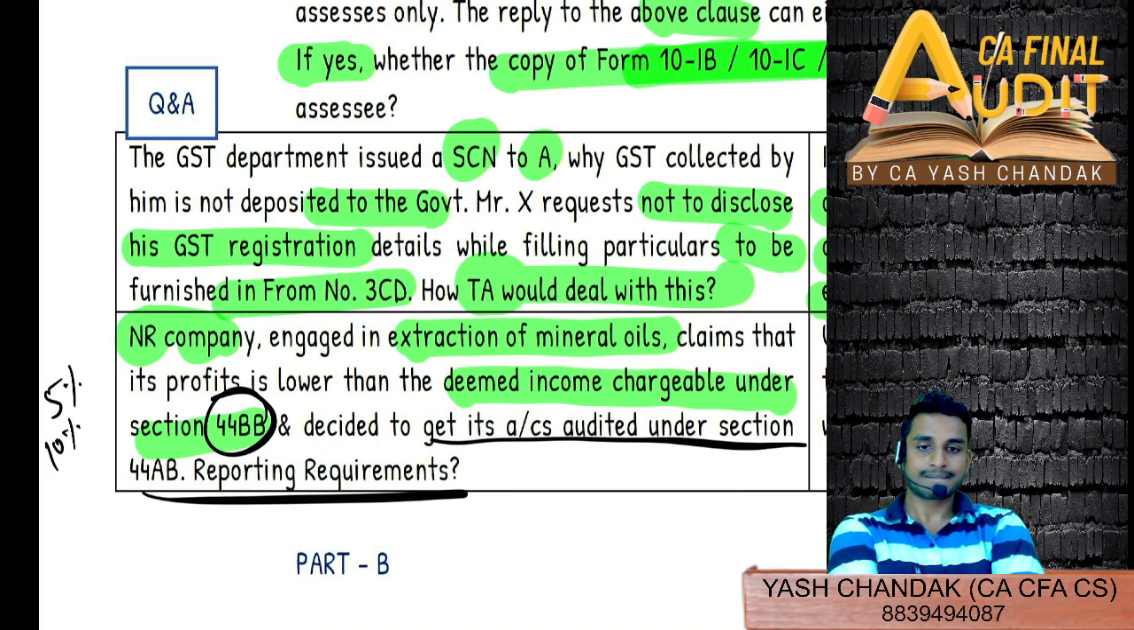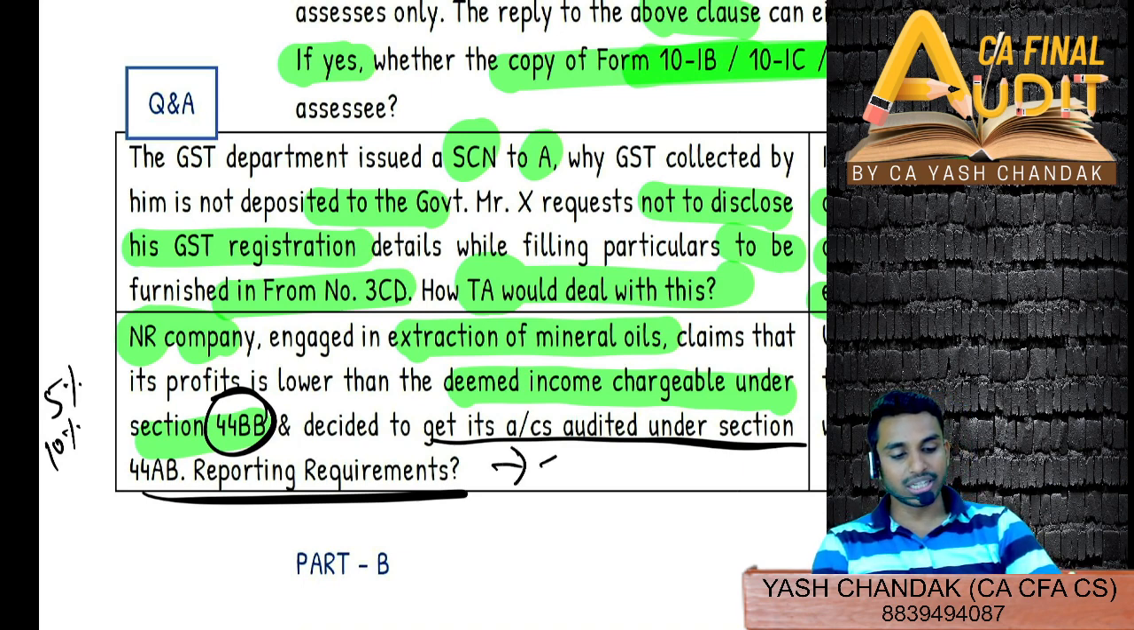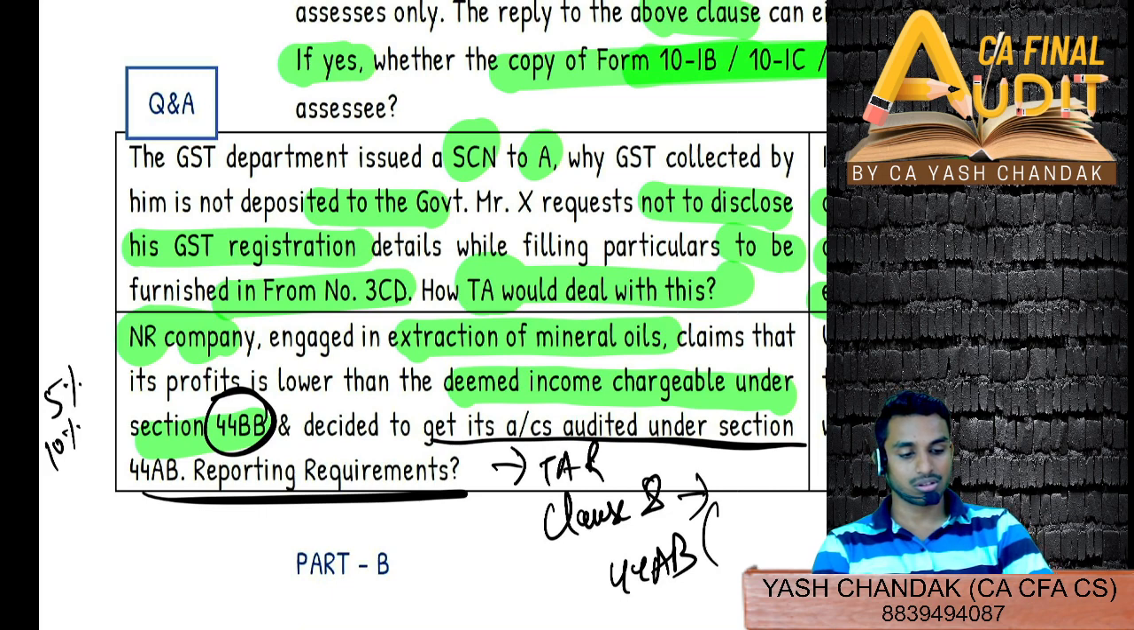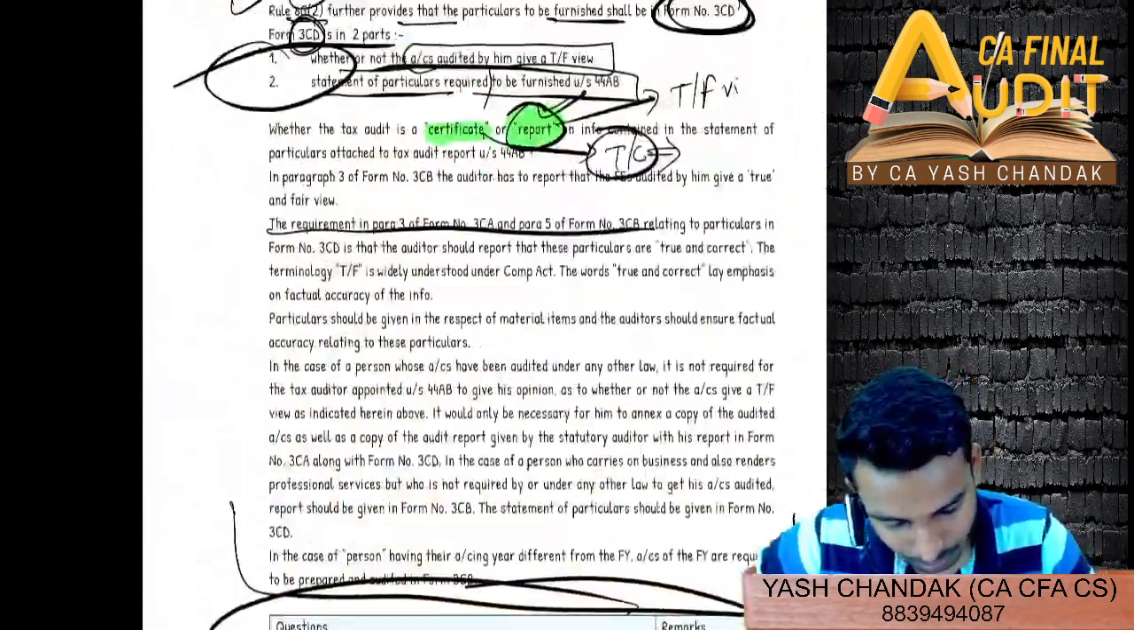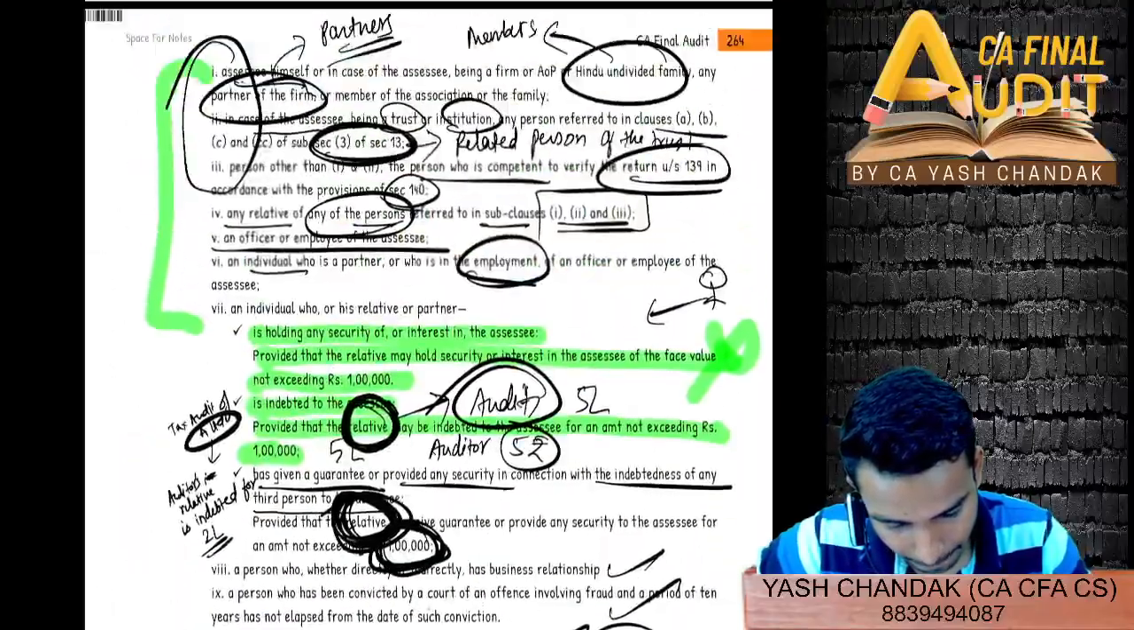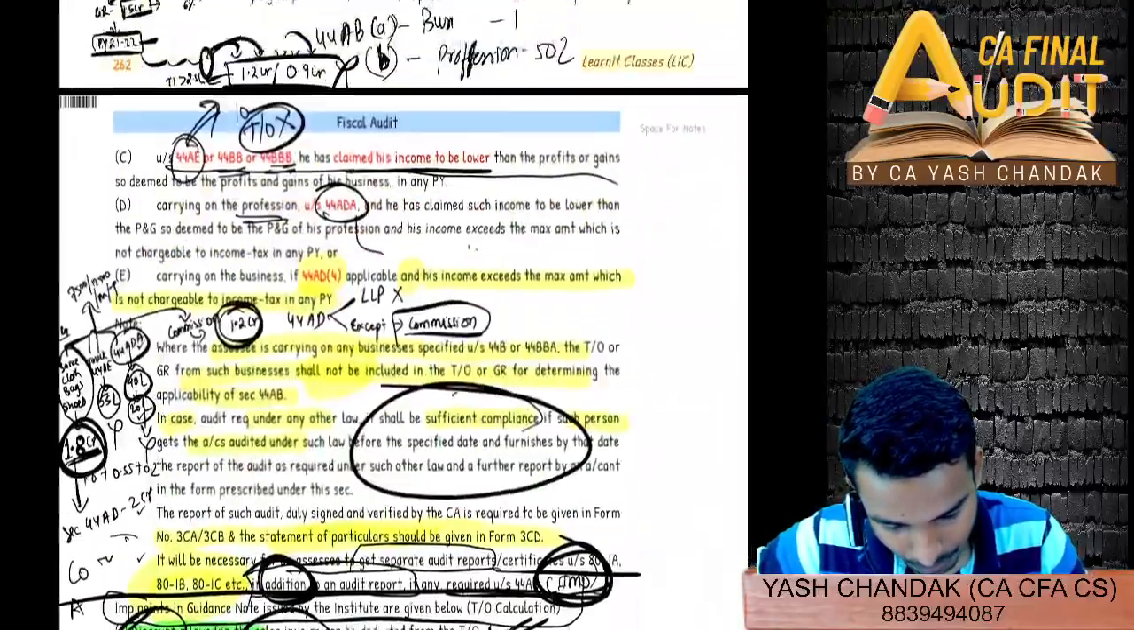Clause 8. We will cover it in clause 8. So we have to report under the tax audit report under clause 8 and Section 44AB. Which clause? Clause 4, sub clause 4. Clause C. Okay. It was 44AE, wasn't it? See here.